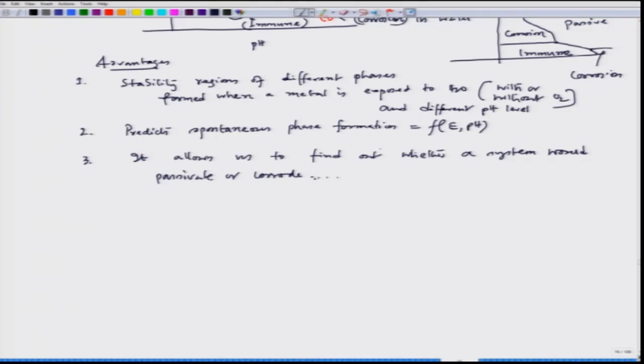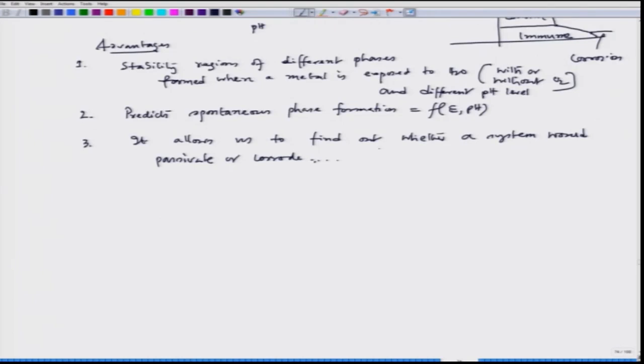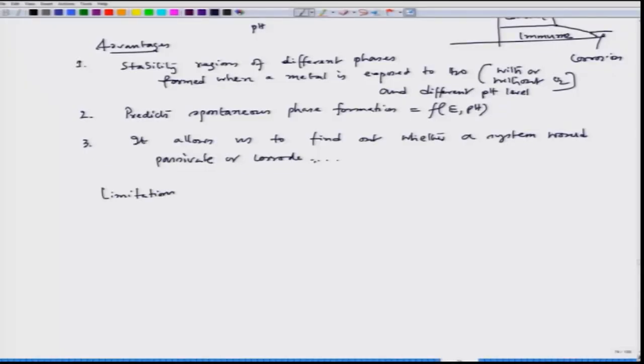Now, these are some of the advantages, the information that we get. But there are many things that we do not get from a Pourbaix diagram. Now, what are the limitations? The first limitation is that this is definitely a thermodynamic plot, so you only have chemical potential. Whenever a thermodynamic plot is given, it cannot give you any information about the rate of reaction. So, we will not be able to tell what the corrosion rate could be if I am in the corrosion zone. The corrosion zone can tell me, yes, there will be corrosion, but we will not be able to tell the rate at which the corrosion is taking place.